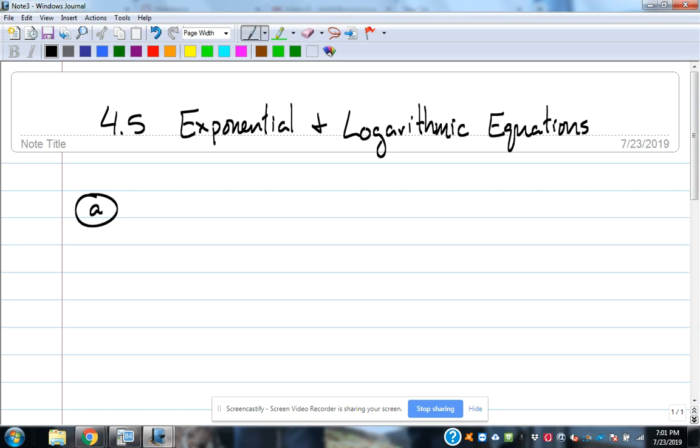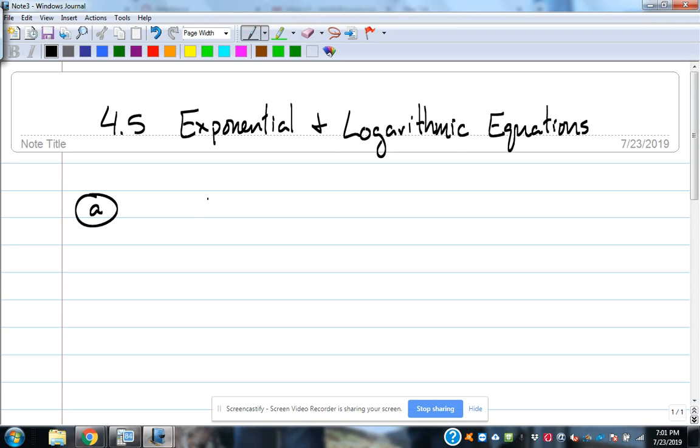Remember that they are inverses of one another. So exponential equations you can solve with logarithms. Logarithmic equations you can solve with exponentials. We're going to look at several different examples of this and see what we can do to solve some equations using different strategies.